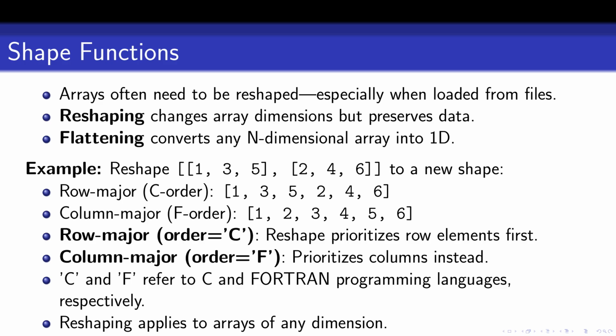NumPy supports different ordering conventions during reshaping: C order (row major) and F order (column major), named after the C and Fortran programming languages. These determine the order in which elements are read into the new shape. Understanding how reshaping works is essential for aligning data correctly, whether you're loading it from external sources, preparing it for visualization, or feeding it into models that require specific input formats.